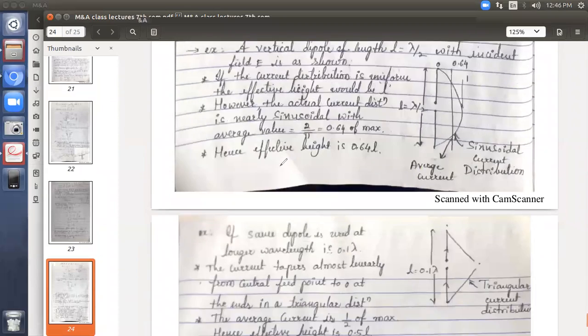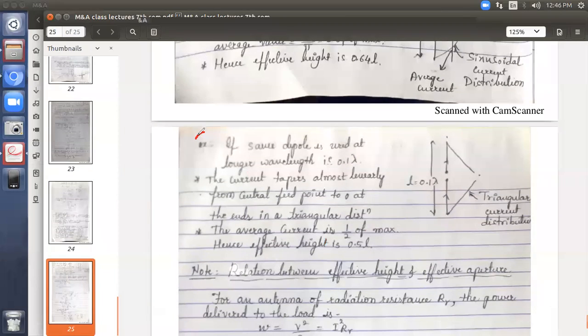This is one example. Now, taking the second example, it is again the same dipole, but the wavelength this time, the length is 0.1 times lambda. That is, length is not lambda by 2, it is lambda by 10. Okay. So if that is the case, now how did I get this?